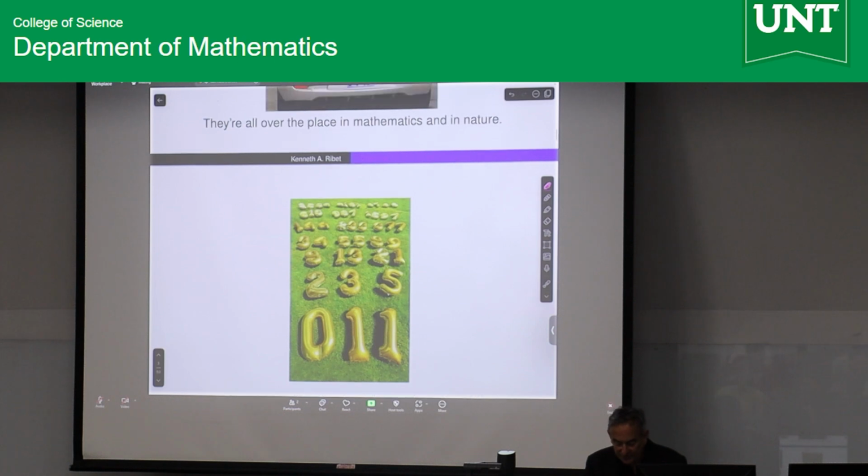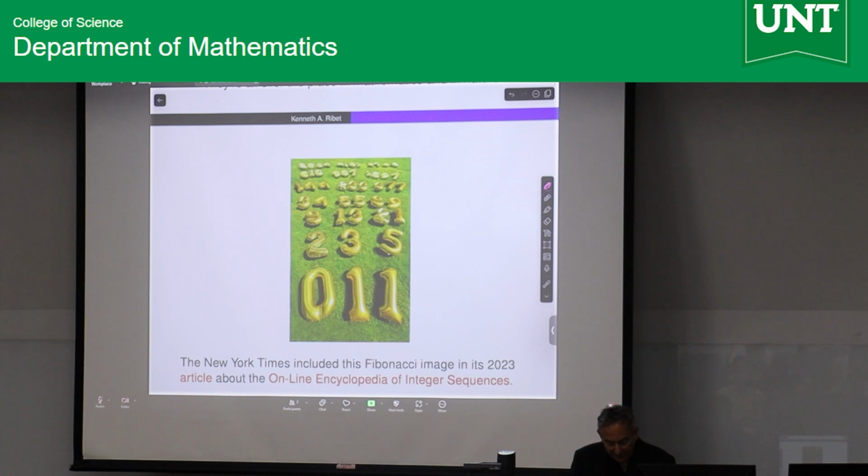And then these numbers occurred again in an article about 15 months ago, I think it was, in the New York Times, where you can see the 0, 1, 1 in the foreground and 2, 3, 5 and so on. And this was an article about something called the Online Encyclopedia of Integer Sequences, which is a website that was celebrating its anniversary at the time, I think, in fact, its 50th anniversary. And the idea is oeis.org.